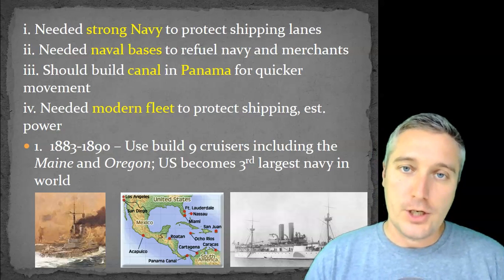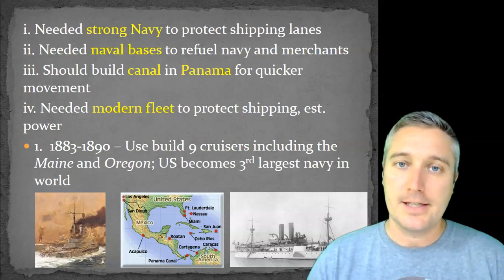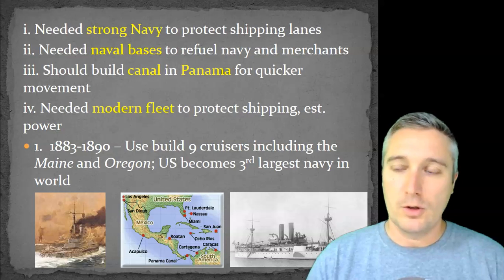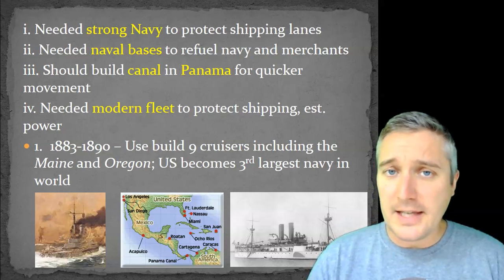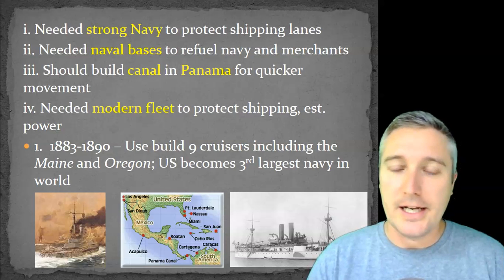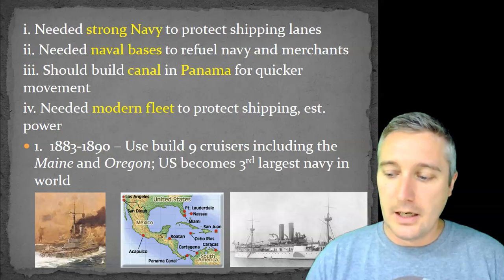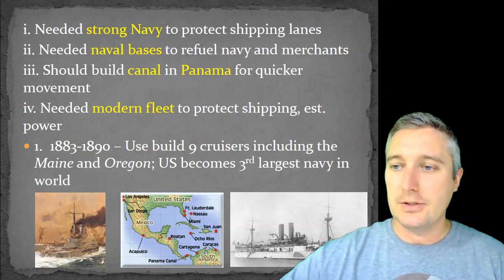The fourth suggestion from Mahan was to build a modern fleet. It's not just enough to have a bunch of boats. You got to have a modern navy in order to flex your muscles. So we're going to see that advice is followed. From 1883 to 1890, we're going to build a number of modern vessels. We're getting closer towards battleships. We're not really going to see that until a little bit later on.